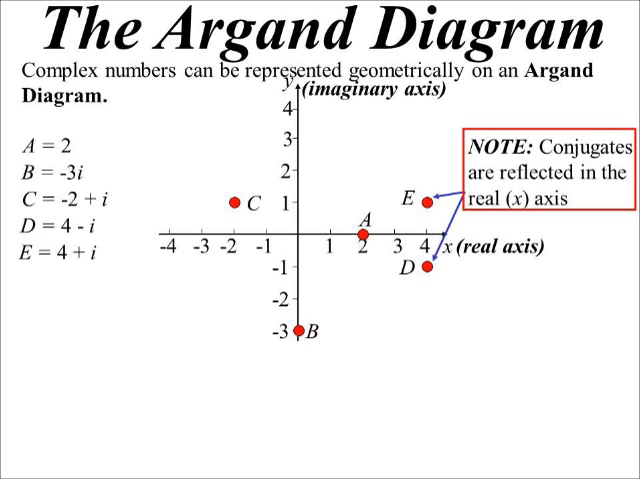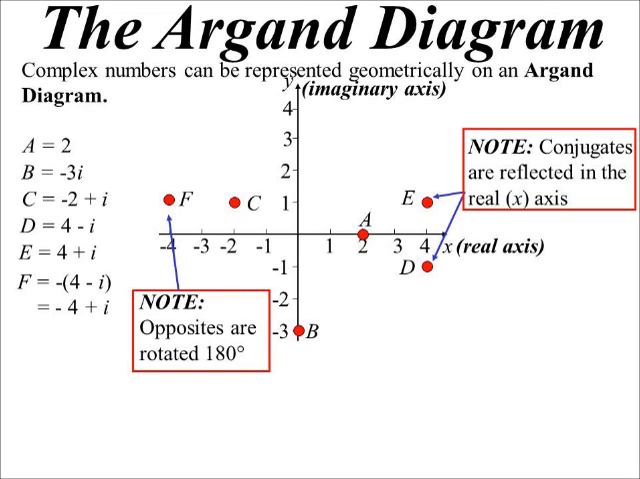Its conjugate, this then brings up an interesting feature. Conjugates should always be reflected in the real axis, because the only difference with a conjugate is the sign of the imaginary part. So any numbers that are reflected in the real axis must be conjugates of each other. Okay.